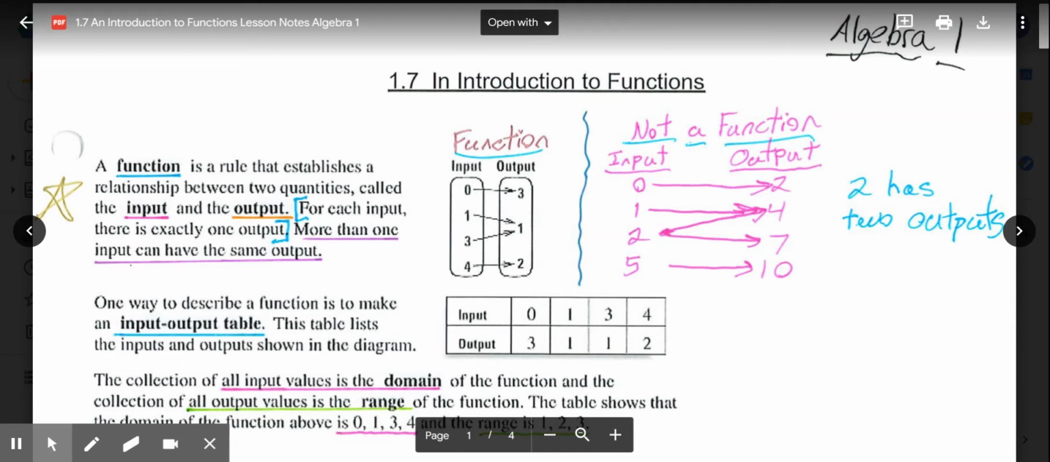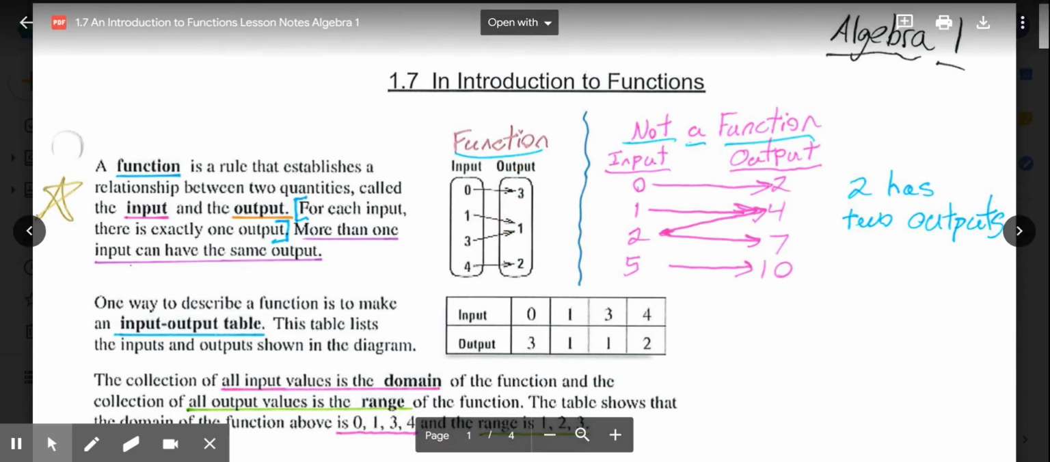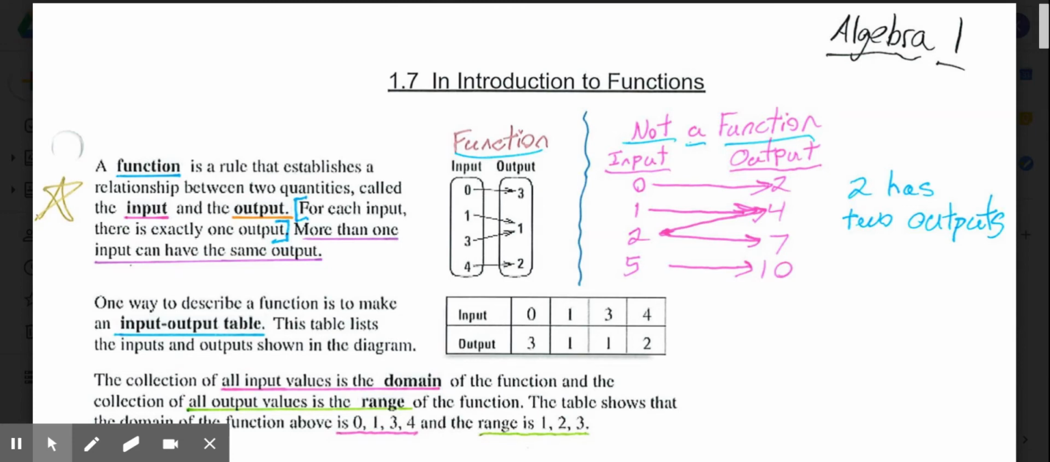A couple examples here. An example of a function, looking at the simple vertical input-output table. We have an input of 0, output of 3. Input of 1, output of 1. Input of 3, output of 1. Input of 4, output of 2. So even though the inputs of 1 and 3 share the same output, each input has exactly one output. So that is a function.